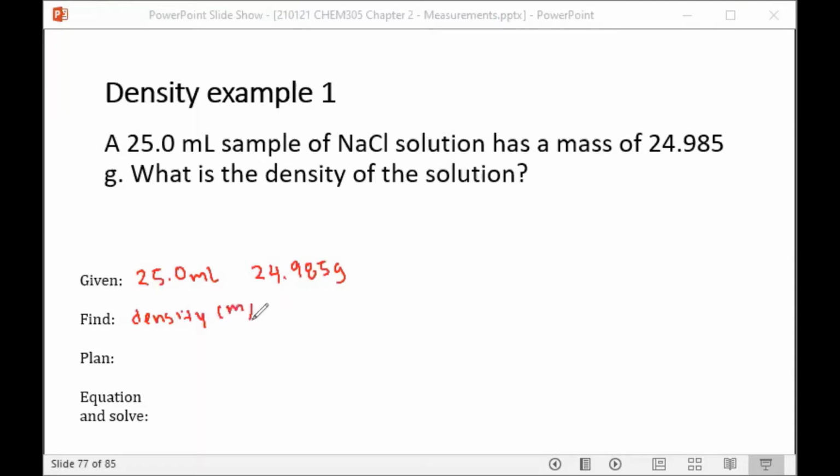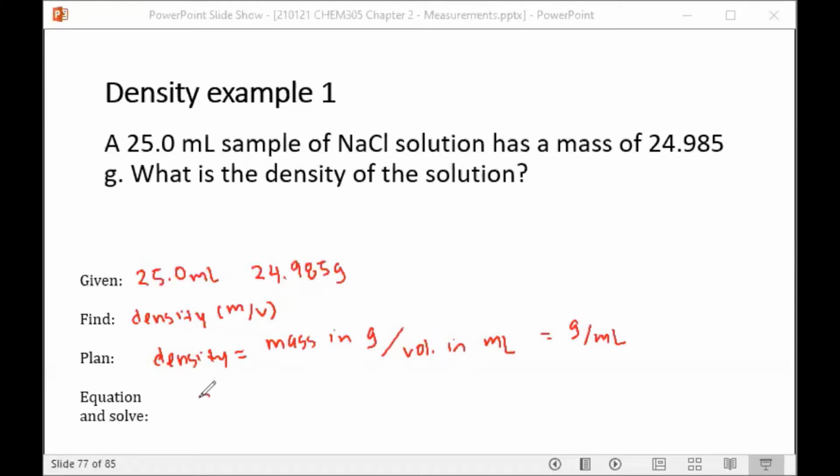We want to find the density, and density is mass over volume. And so our plan, since we're given the mass in grams of the object, and then we're given its volume in milliliters, the plan to find density is to take the mass in grams and divide it by the volume of the object in milliliters. And that will give us a density in units of grams per milliliter.